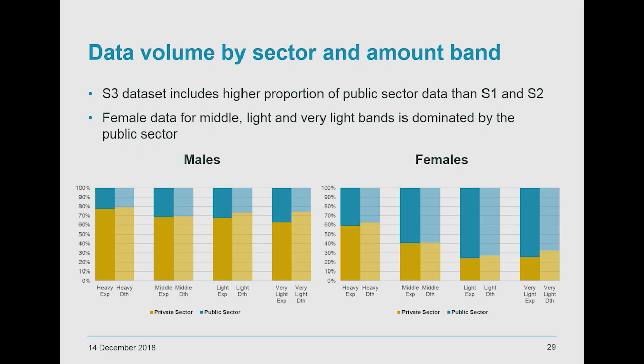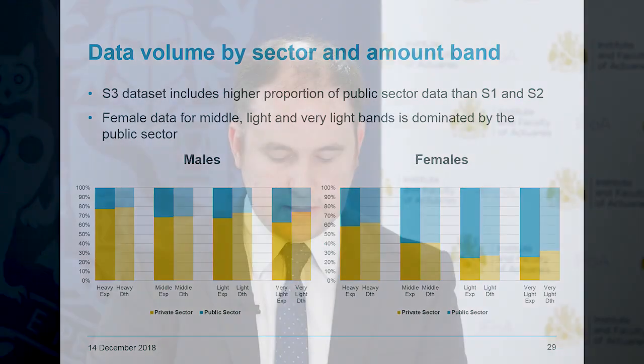For females, that's not the case. So we start off at the heavy amount bands with 60% private sector data and 40% public sector data, whereas if we go across to the very light band, so the women with pensions over 16,000, we find that actually more like 70% of that data set relates to public sector data. And as I mentioned at the top, on investigation, we did find that mortality experience in public sector schemes in our data set is different to the experience in private sector schemes in our data set. So it's definitely a question worth asking as to what we do about this.